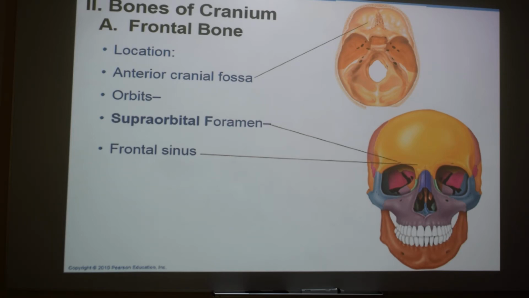roof of the orbit. So if you are going to fracture the orbital plate of the frontal bone, this means that you are fracturing the roof of the orbit. So now there would be a communication between the cranial cavity and the orbit.